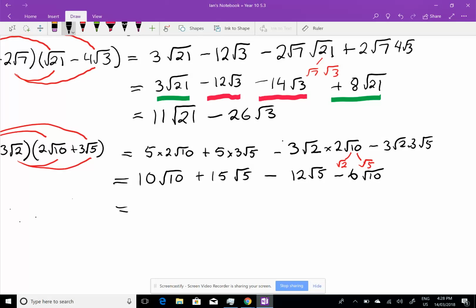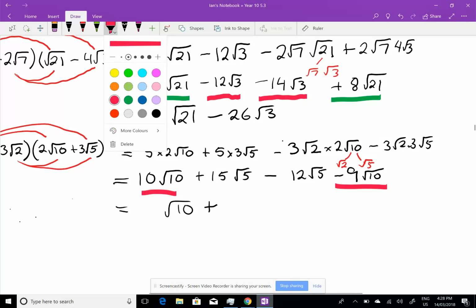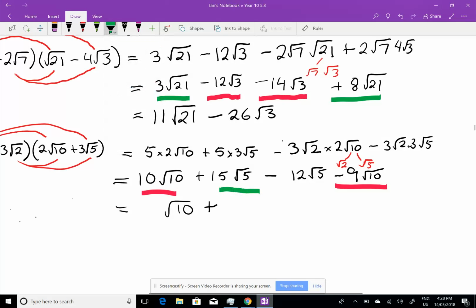Let's tidy that up. I've got 10 root 10, and I take away 6 root 10. That leaves me with 4 root 10. It's crazy. 3 times 3 is 9. And 10 minus 9 is 1. That was a bit silly. Now, I've got 15 root 5 minus 12 root 5. Have a look here. 15 root 5, I take away 12 root 5, and that gives me 3 root 5.